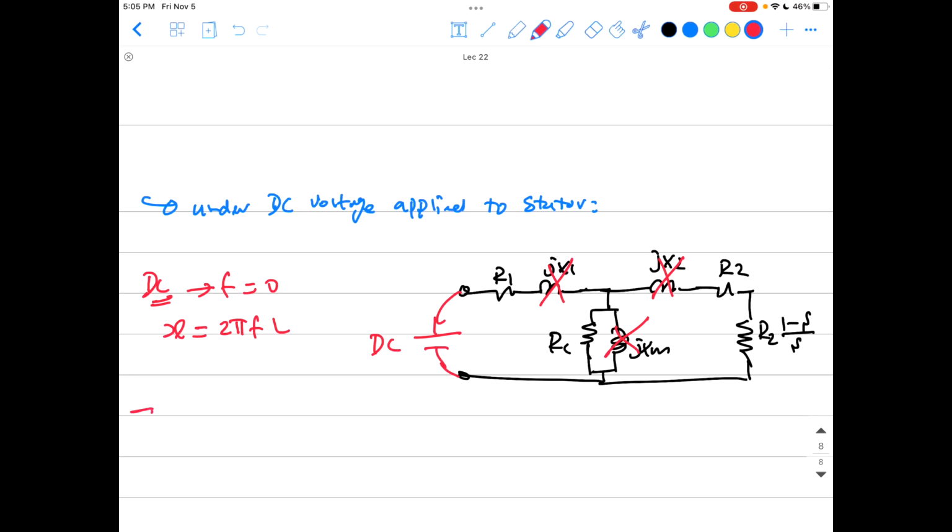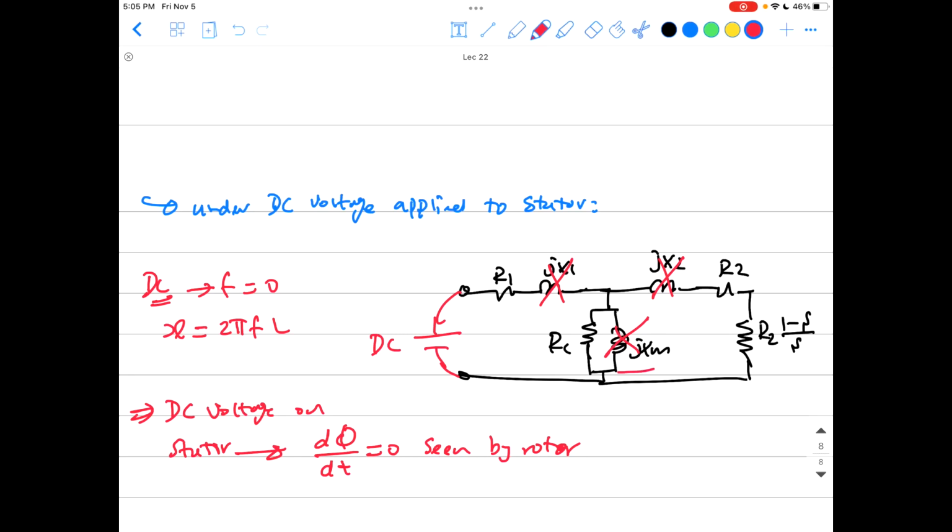The other thing to bear in mind is that DC voltage on the stator means there is no variation d phi by dt seen by the rotor. Remember what we said, the voltage comes to the rotor when it's cut by a time varying magnetic field, and this magnetic field in the stator is now coming from a DC source, so it's not time varying at all, and that means there is no induced voltage on the rotor whatsoever. So you don't have anything here.